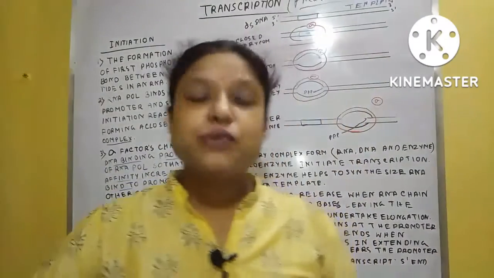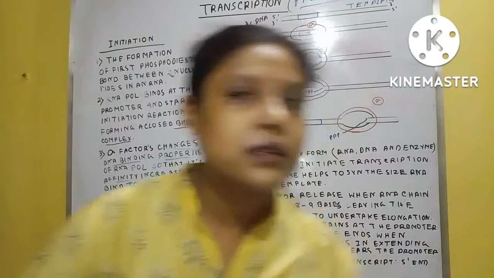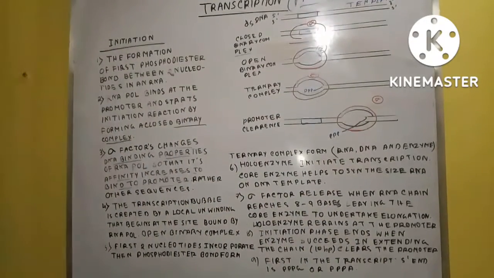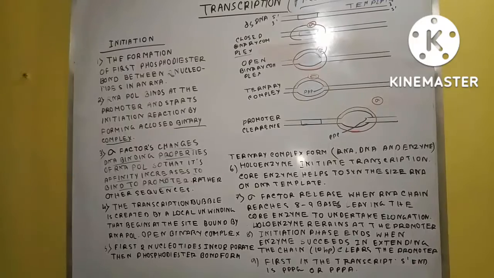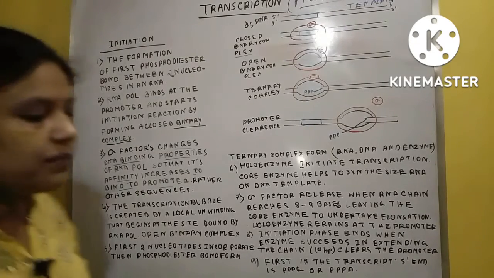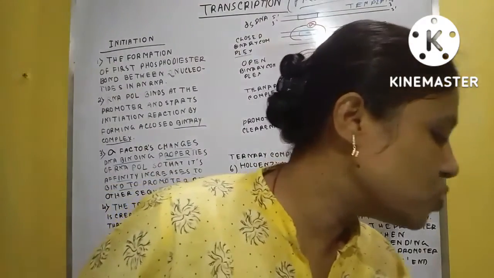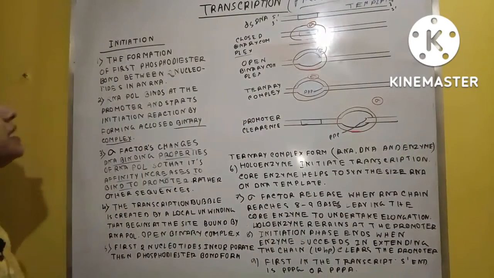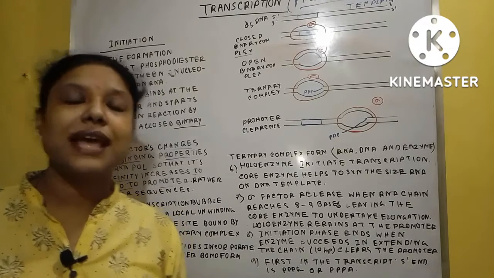So this is the transcription, and obviously, sorry for the disturbance. So how the transcription process is occurring in the prokaryotes, today we learn here. So first, just like replication, three processes are involved here: initiation, elongation and termination.